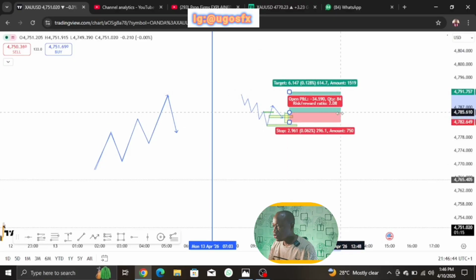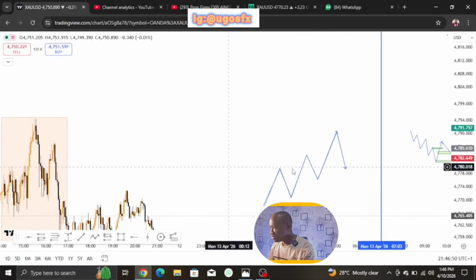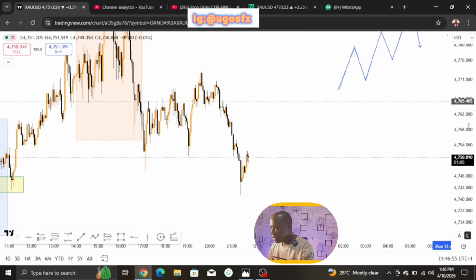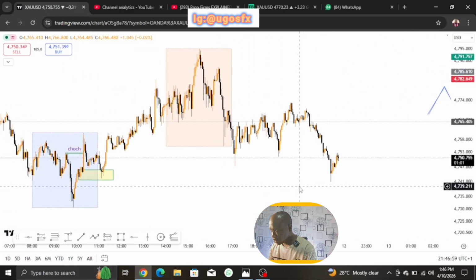So let's go to the chart and see how this is performed. All right, this is gold, XAUUSD. And currently we are on a 3-minute time frame. Now, let me show you the one that played out today. But I didn't take it because price failed to return to the zone that I was expecting price. Now, look at what happened here.